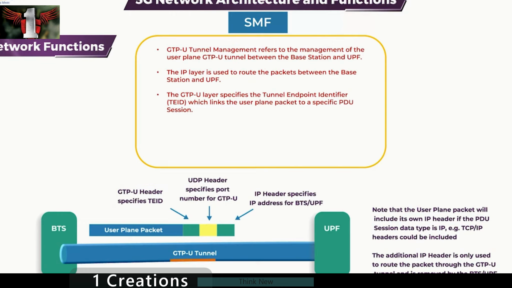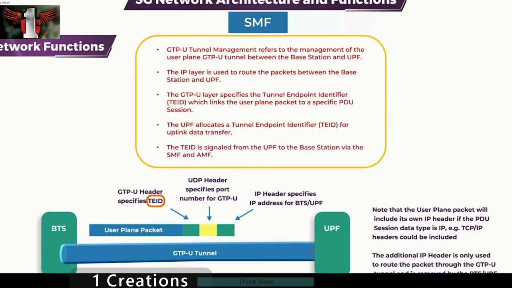The general concept of a GTPU tunnel is illustrated in the second figure. The UPF allocates a tunnel endpoint identifier, TEID, for uplink data transfer. The base station addresses all uplink data belonging to the relevant PDU session towards that TEID. The TEID is signaled from the UPF to the base station via the SMF and AMF. Similarly, the base station allocates a TEID for downlink data transfer. This TEID is signaled to the UPF via the AMF and SMF.